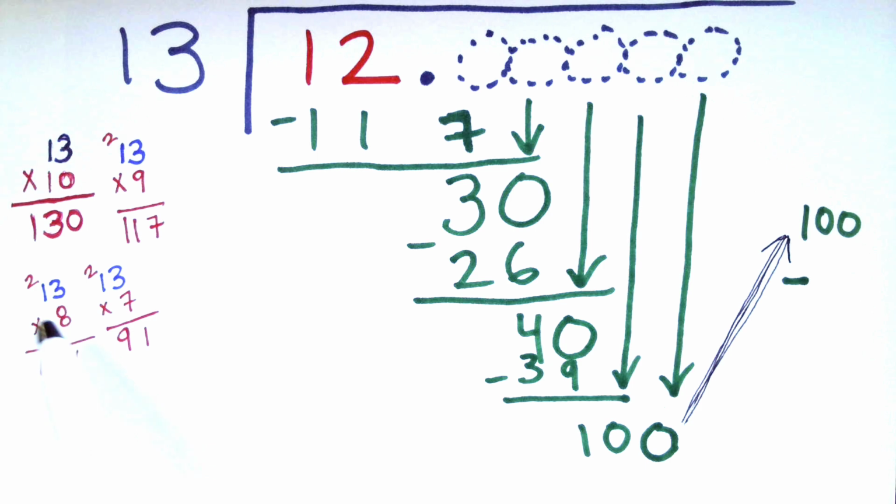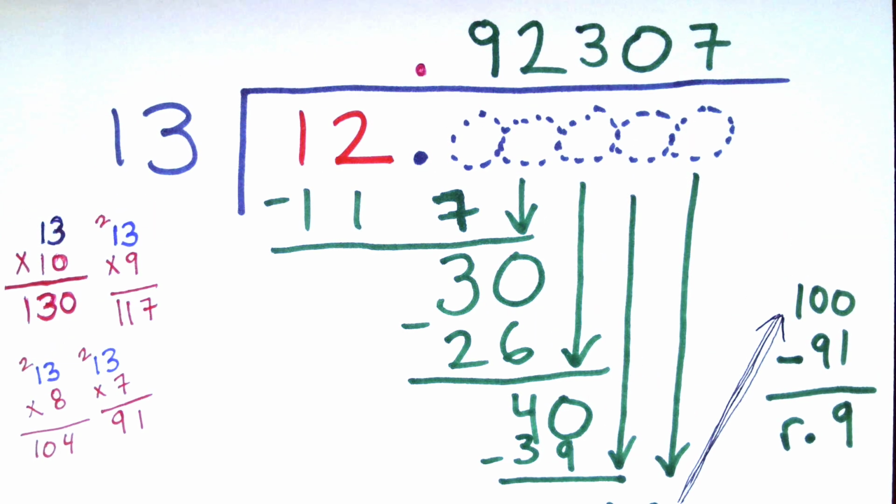So I did a little more guess and checking. 13 times 8 is 104. 13 times 7 is 91. 91 is less than 100. 104 is larger than 100, so that won't work. 13 times 7 will give me 91. So 13 times 7 gets me closest to 100 without going over. 13 times 7 is 91. 100 minus 91 leaves me a remainder of 9. So 12/13 in decimal form is 0.92307.